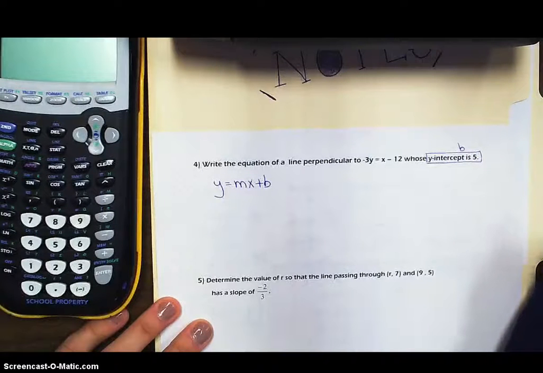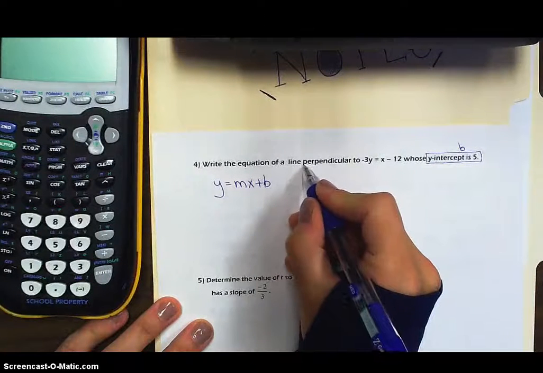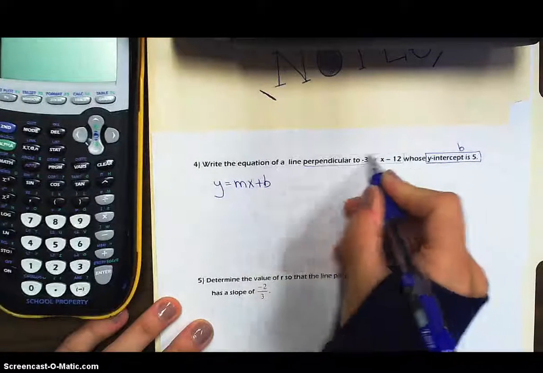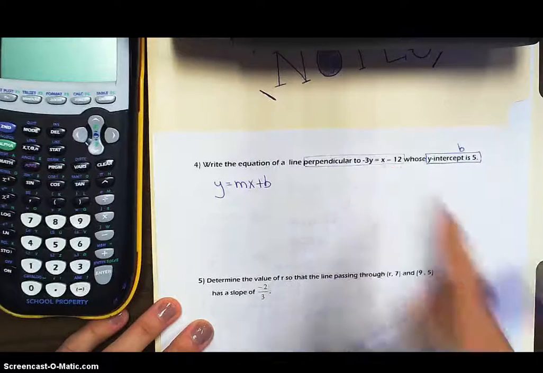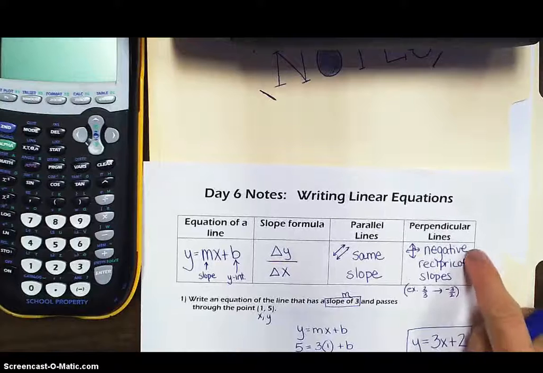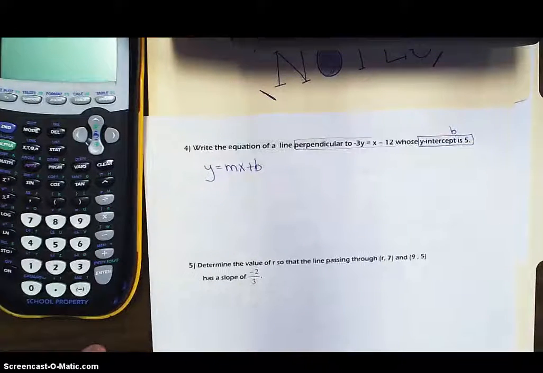So now we still have to find the slope. They don't tell us the slope, but they do give us this helpful hint. It is perpendicular to this line. So if I can find the slope of this line, the slope is going to be perpendicular, which means it's going to be the negative reciprocal slope. So let's go ahead and do that.